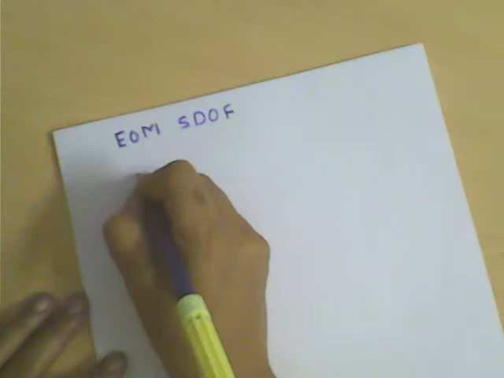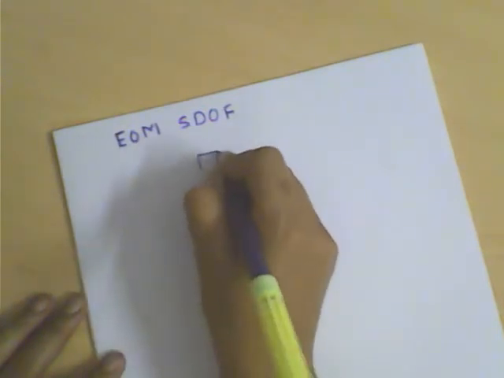Hello students. As we discussed in the last class, we'll be starting with our first lecture, which is deriving the equation of motion for a single degree of freedom system. We have drawn a single degree of freedom system in the last class.